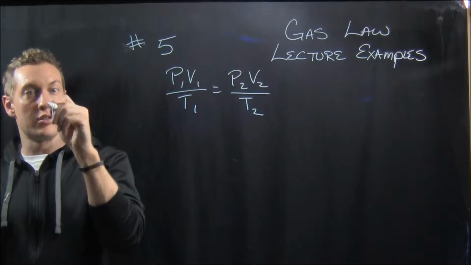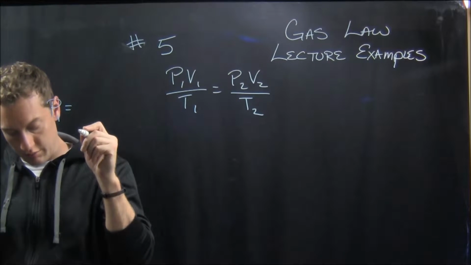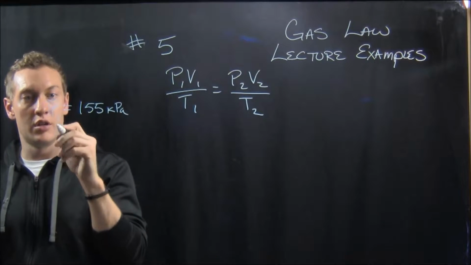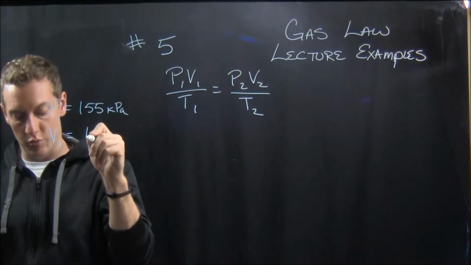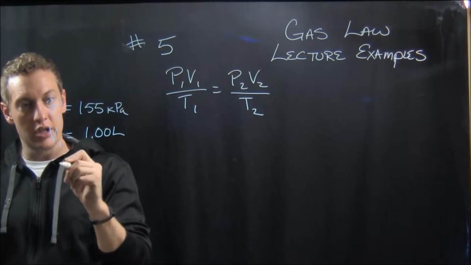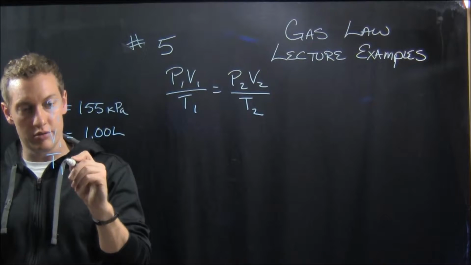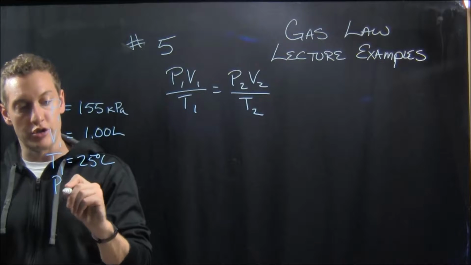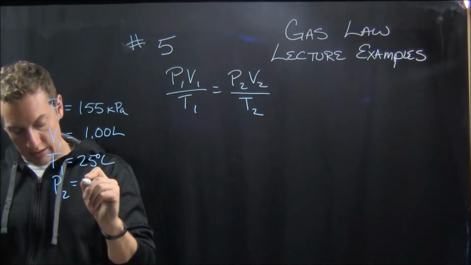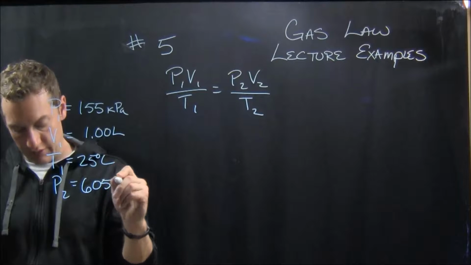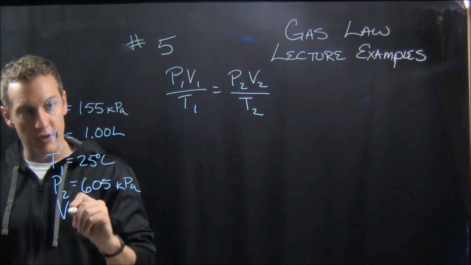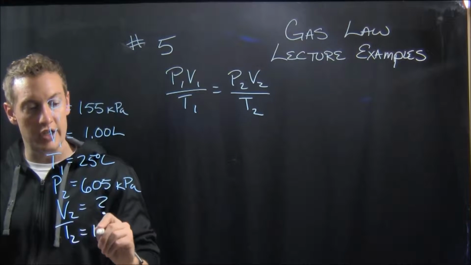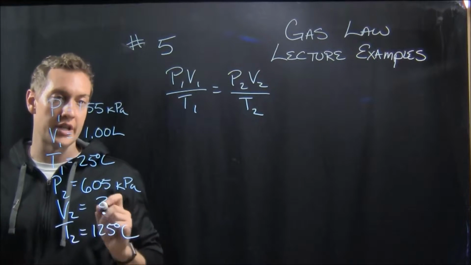Let's see, it says the initial pressure is 155 kPa. The initial volume is 1.00 liters. The initial temperature is 25 degrees Celsius. Pressure 2 is 605 kPa. Volume is what we are solving for, and T2 is 125 degrees Celsius.